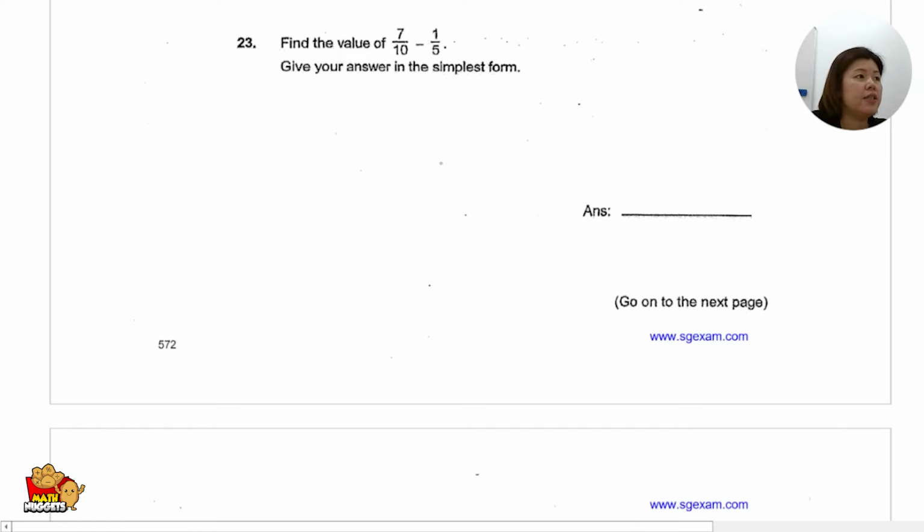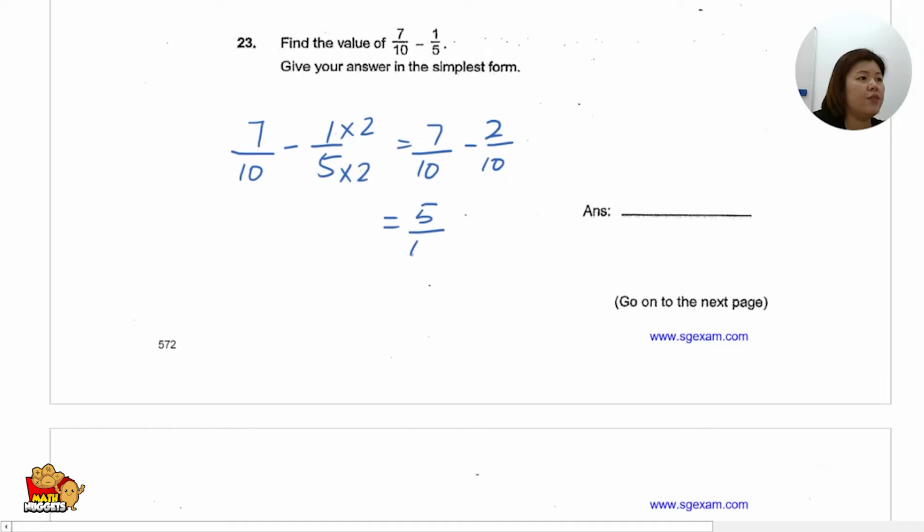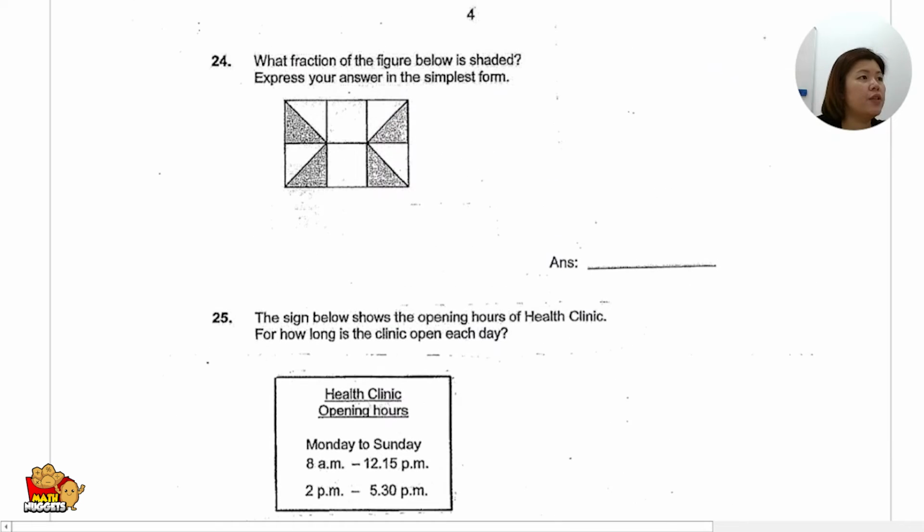Okay, let's move on. Fraction to minus, please remember to always change your denominator. Did you get it correct? Remember to change to the nearest, which is 10. You will get 5 over 10. Simplest form, I can divide it by 5. Answer half.